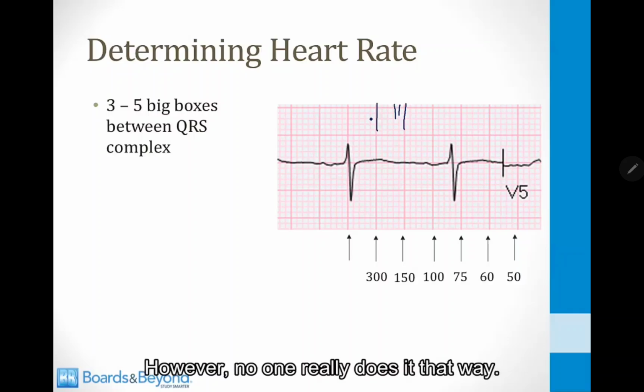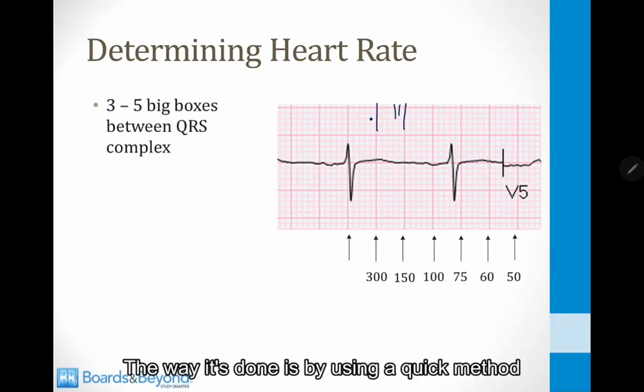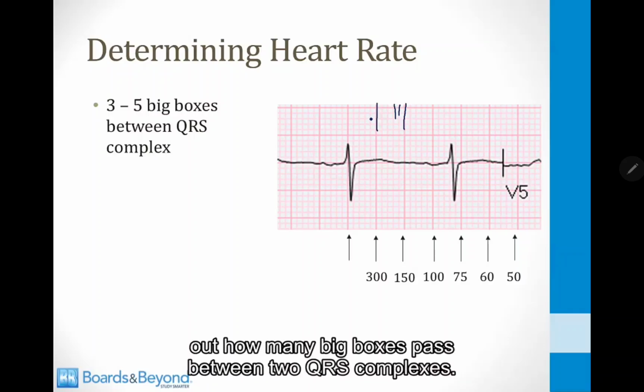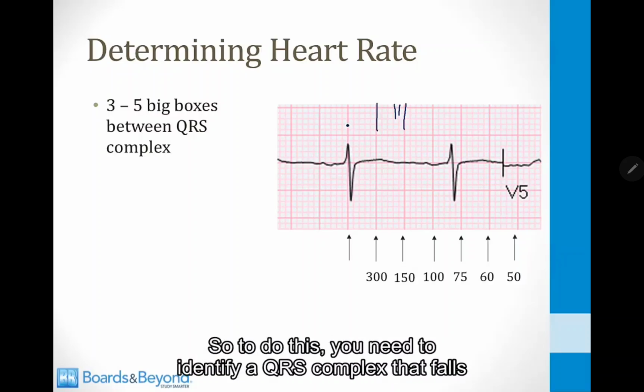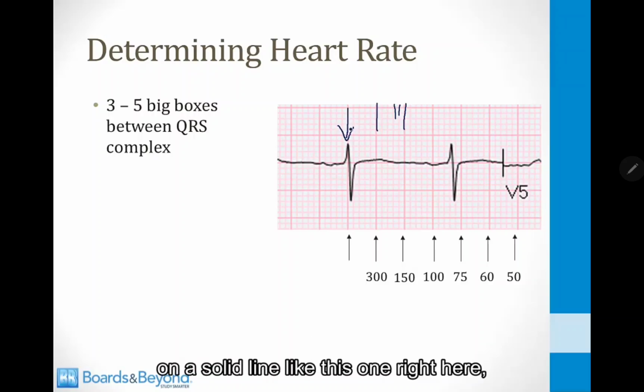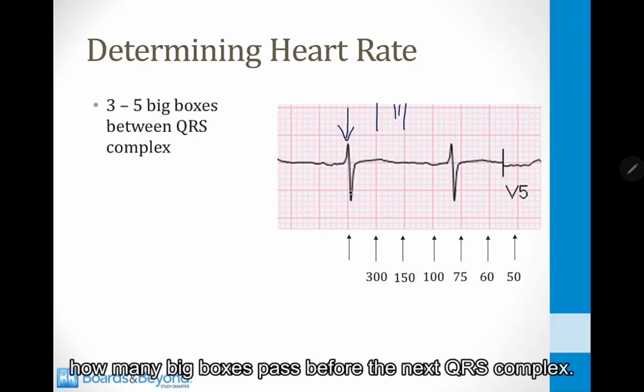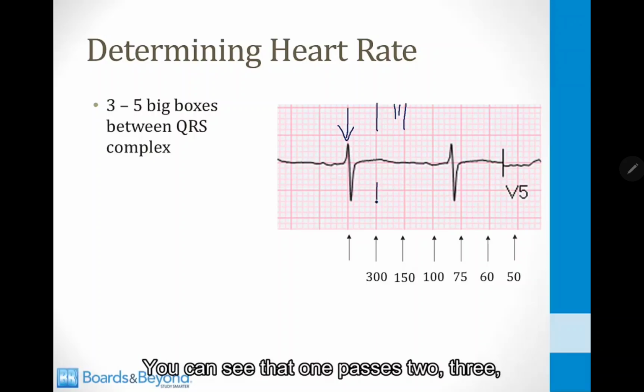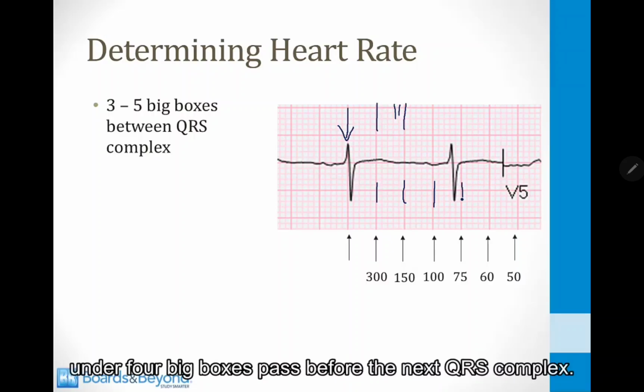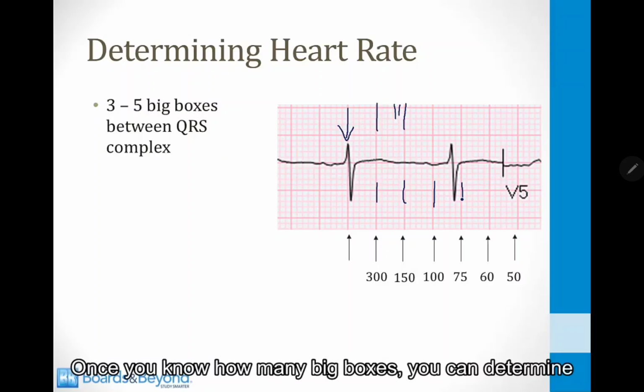However, no one really does it that way. The way it's done is by using a quick method, which involves figuring out how many big boxes pass between two QRS complexes. So to do this, you need to identify a QRS complex that falls on a solid line like this one right here. You then figure out how many big boxes pass before the next QRS complex. You can see that 1 passes, 2, 3, so about 3.5, just a little under 4 big boxes pass before the next QRS complex. Once you know how many big boxes, you can determine the heart rate.